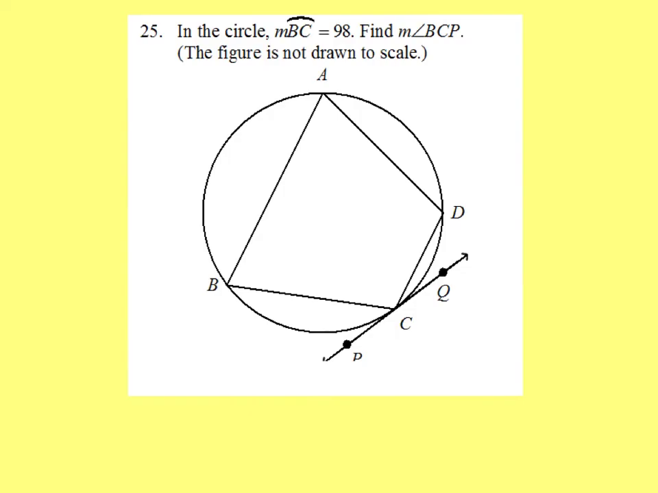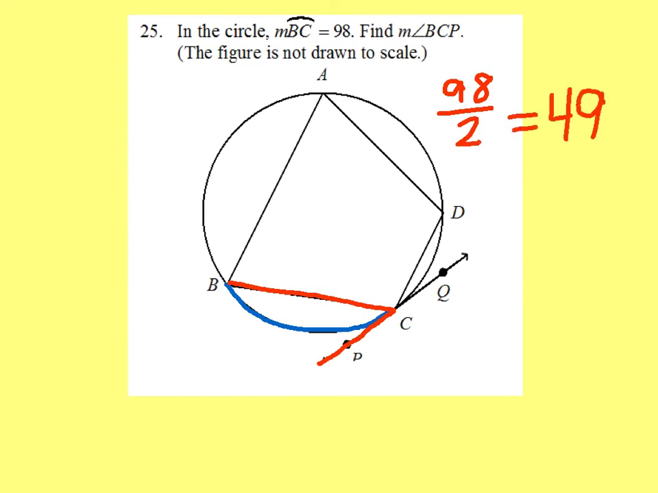Alright, last one, 25. In the circle, the measure of the arc BC, so this arc right here, is 98. Find the measure of BCP, of an angle. So the angle it wants us to find is from BCP. Alright, well you should notice that arc is the intercepting arc for this angle. And this angle is an inscribed angle. So all we have to do is 98 divided by 2. And 98 divided by 2 is 49. So 49 is our answer, and we're done with our study guide.